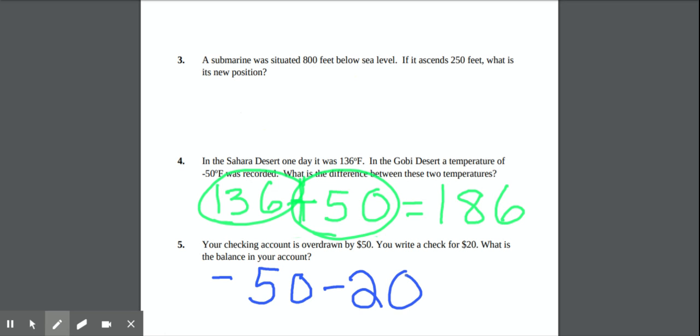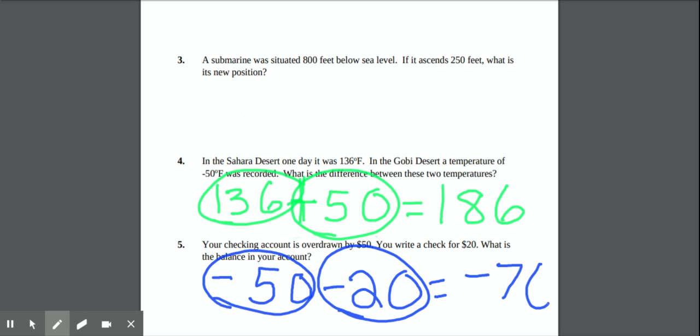So you started out at negative 50 to begin with. Then you wrote another check for 20. So how much do you have now? What's your account saying now? Okay, you have a negative 50 and a negative 20. Same signs, adding, keep the negative, add them up. You now have negative $70 in your account.